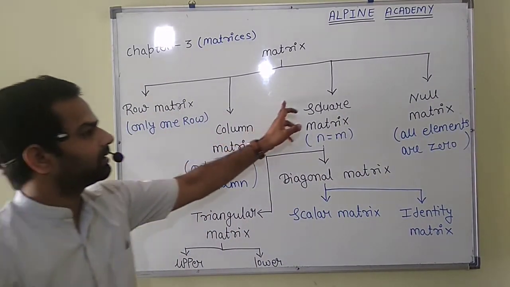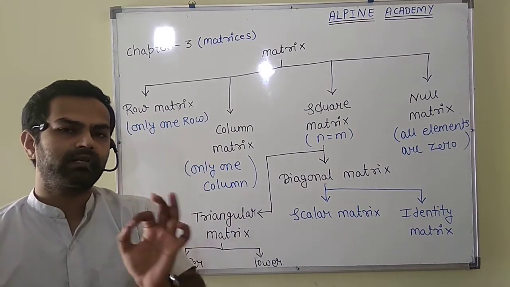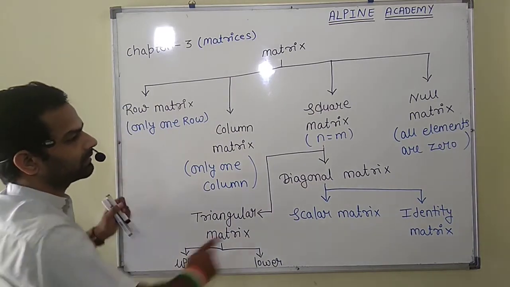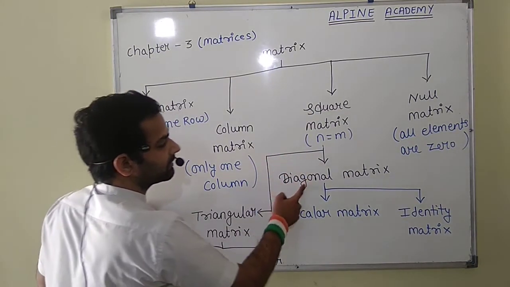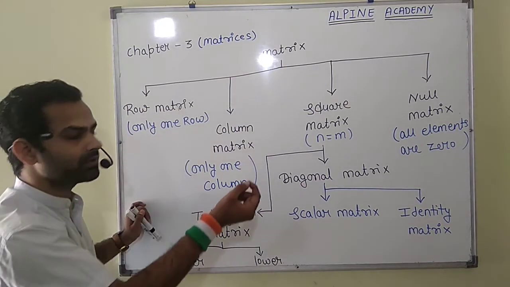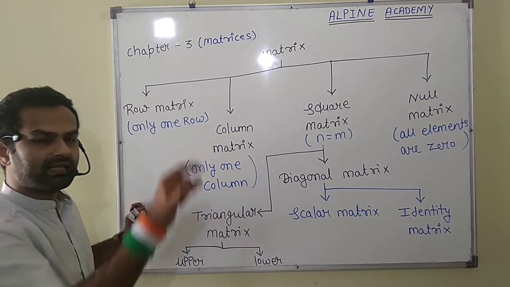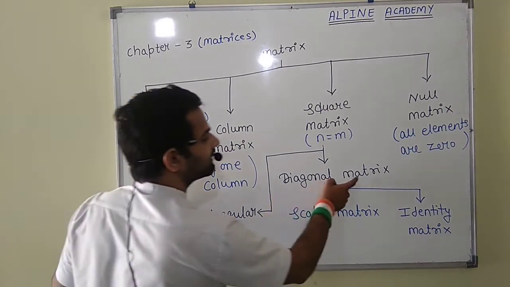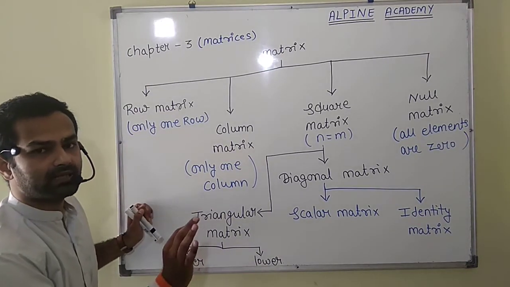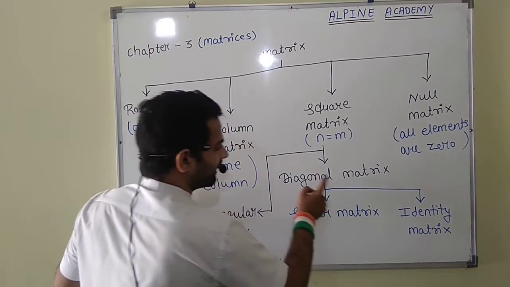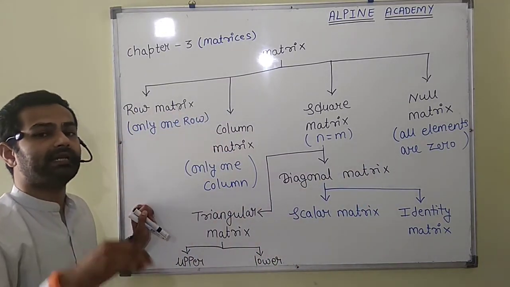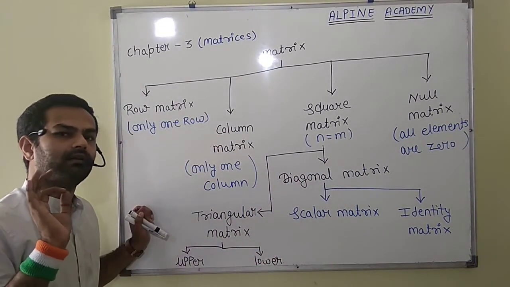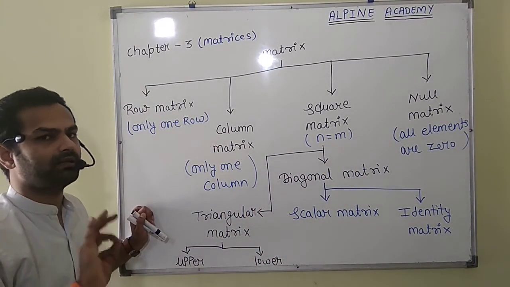Now coming to the part square matrix. Square matrix is a matrix whose number of columns and number of rows are equal, n is equal to n. Now the first type of square matrix is a diagonal matrix. So diagonal matrix is a type of square matrix in which only principal diagonal elements are present and the rest of the elements are 0. Diagonal matrix is further divided into two categories. In the case of diagonal matrix, the diagonal element can be anything other than 0. So diagonal matrix में डायगोनल एलिमेंट्स की वैल्यू कुछ भी हो सकती है.